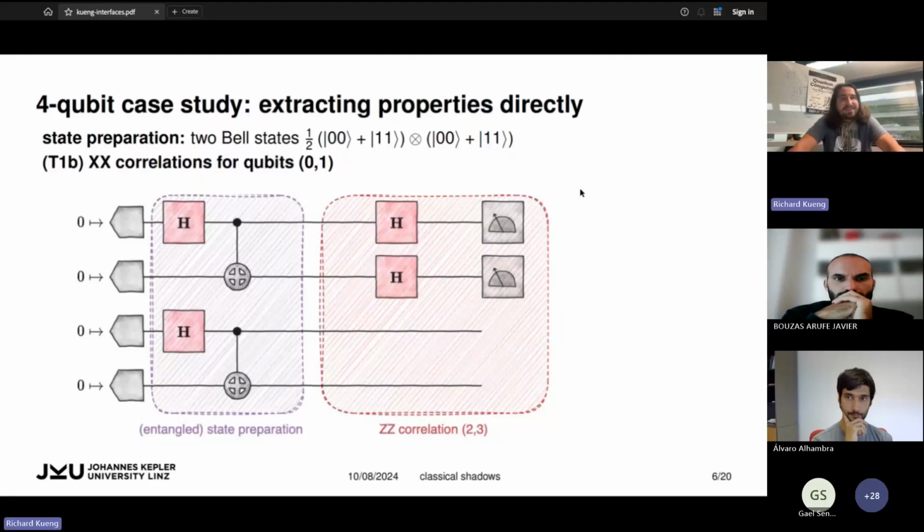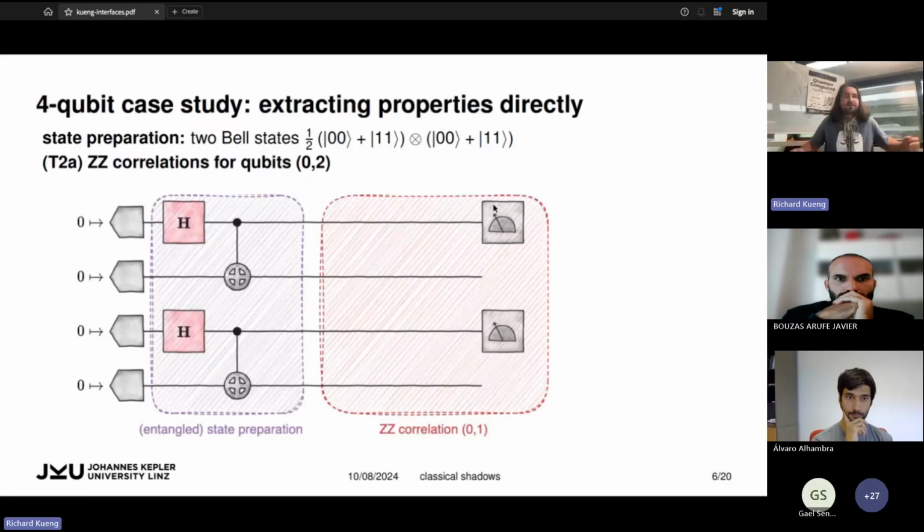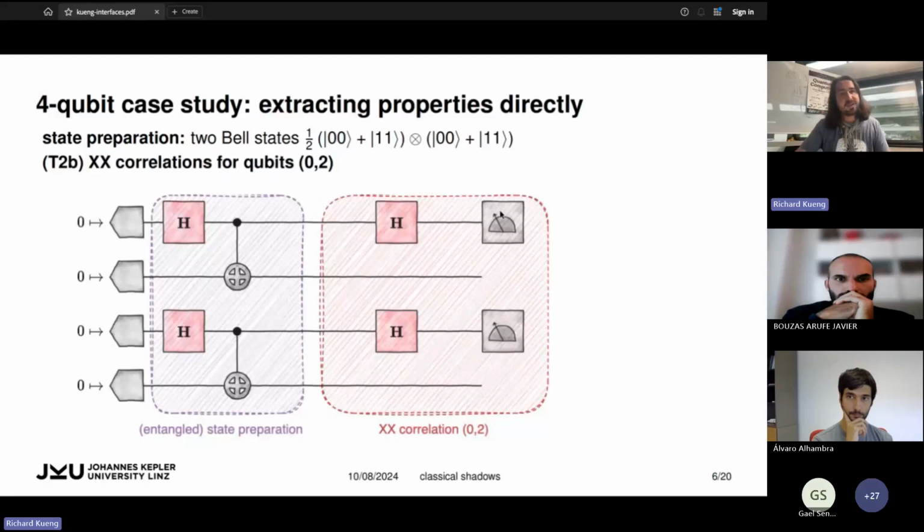Now, what if I care about XX correlations? I have to do something else, right? I have to rotate the first 2 qubits into the X basis using a Hadamard gate, and then I can take my samples. Okay? But there's many two-body correlations I could check. I could be interested in the correlations between qubit 1 and 3. Then I would have to run this XX, I would have to run this, and you get the picture.